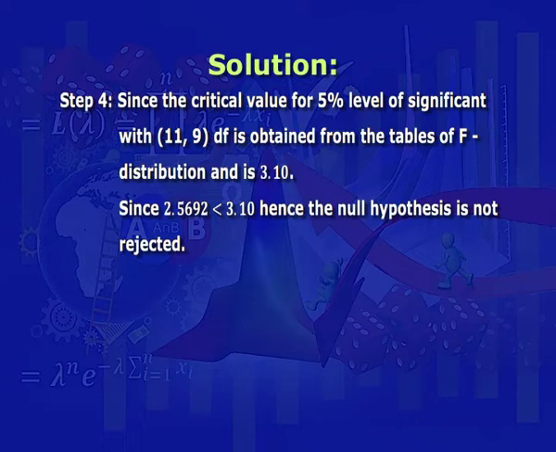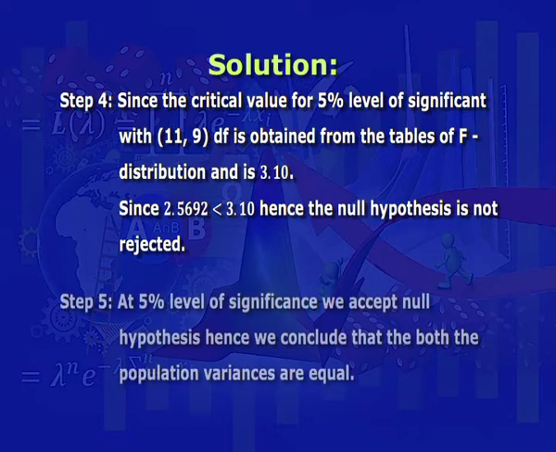In step 4, we proceed for conclusion. Since the critical value for 5% level of significance with 11 and 9 degrees of freedom is obtained from the tables of F distribution and is 3.10. Since 2.5692 is less than 3.10, the null hypothesis is not rejected. Step 5. Let us define the conclusion. At 5% level of significance, we accept null hypothesis. Hence, we conclude that both the population variances are equal.